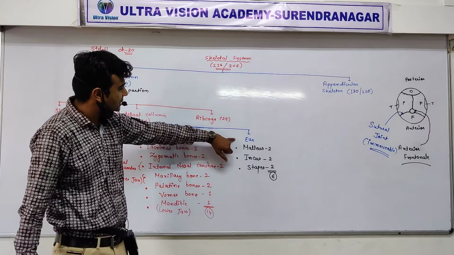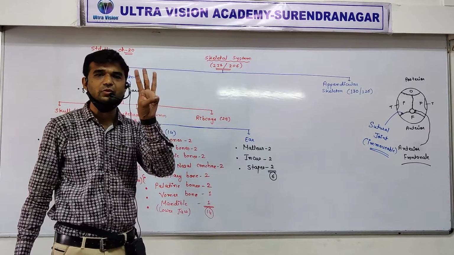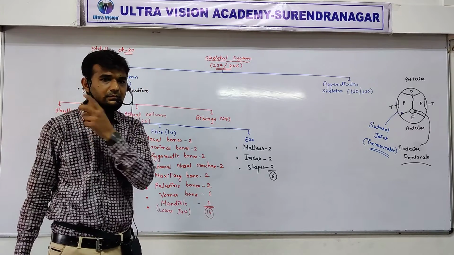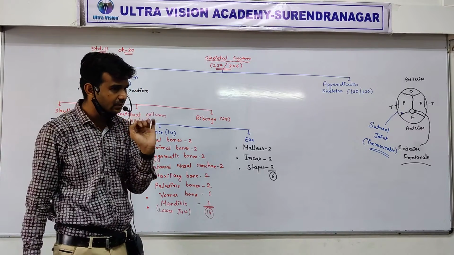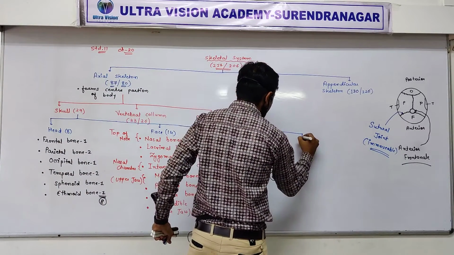In ear 6 bones are there: malleus, incus and stapes. In each ear 3 bones are there. And last bone is hyoid bone.